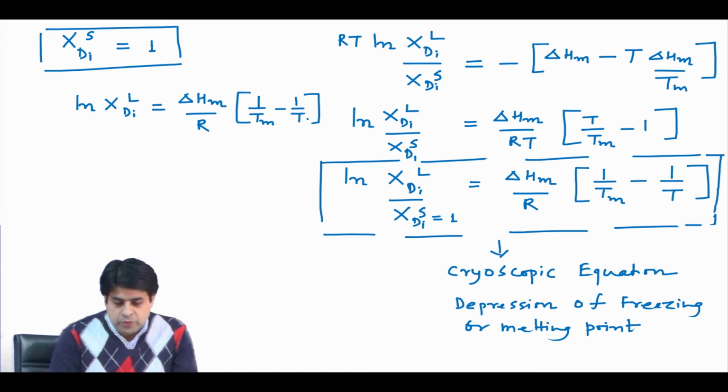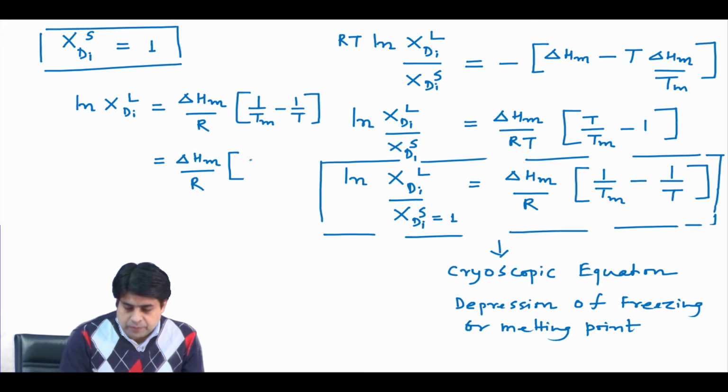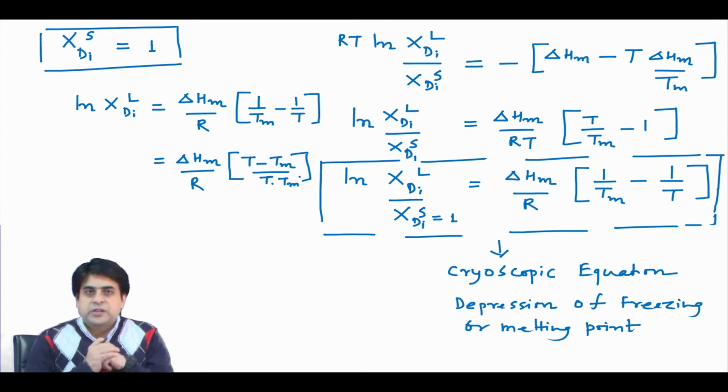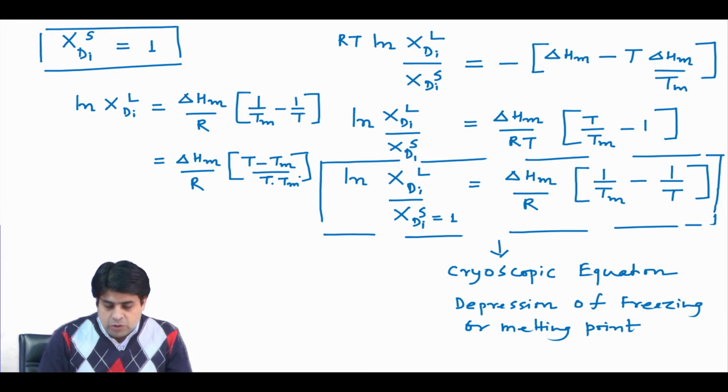suppose we can also write this equation as delta H m by R multiplied by (T minus T m) divided by T multiplied by T m. Okay. So, we can rewrite this equation like this. We just put a T at the numerator and T m on the other side, and the denominator is T multiplied by T m. Okay. So, when our temperature T, the melting temperature of a pure phase, is equal to the equilibrium temperature of your impure phase.